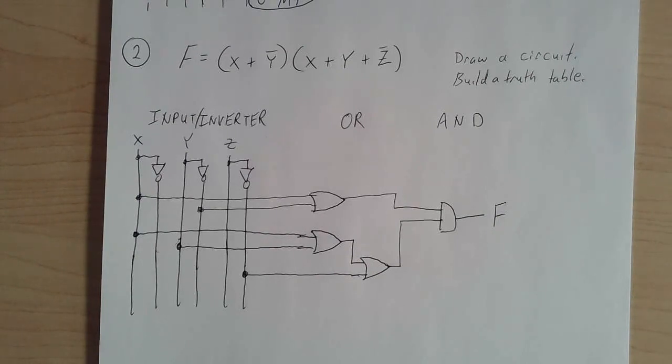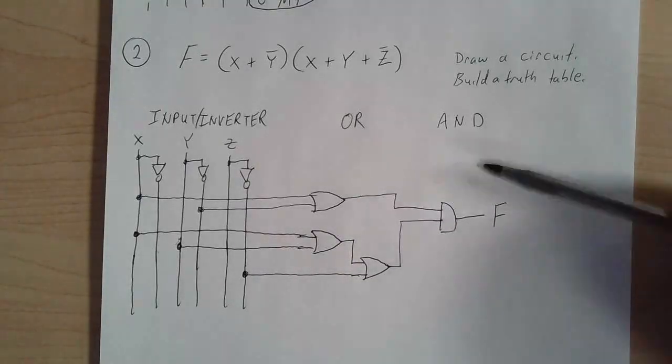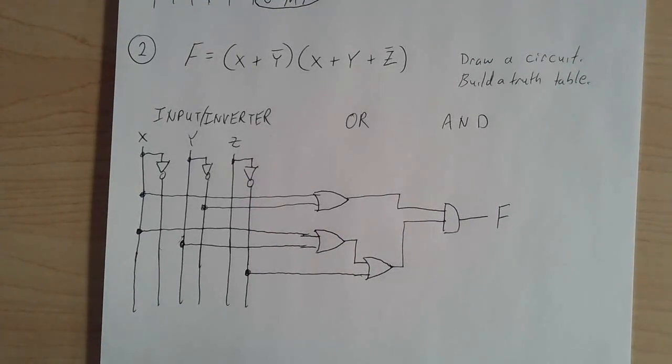If it was a min term instead of a max term, would you just invert that AND and the OR? So if it were a min term here instead of a max term, then the AND section would be in the middle and the OR section would be at the end. Yeah, great question. So let's go ahead and build a truth table for this.